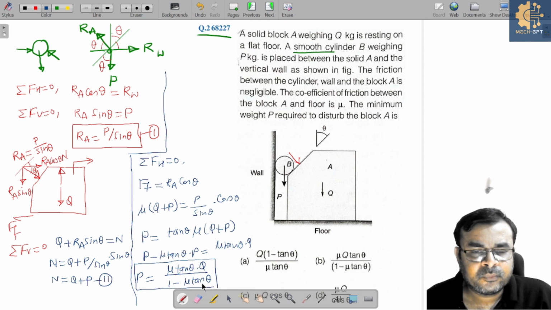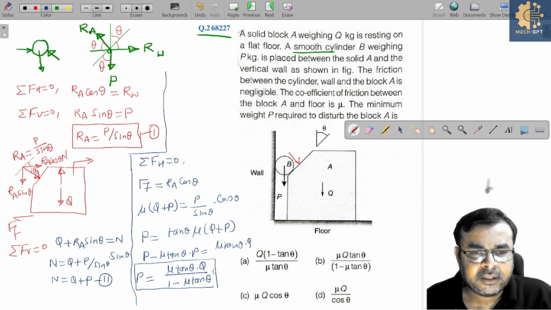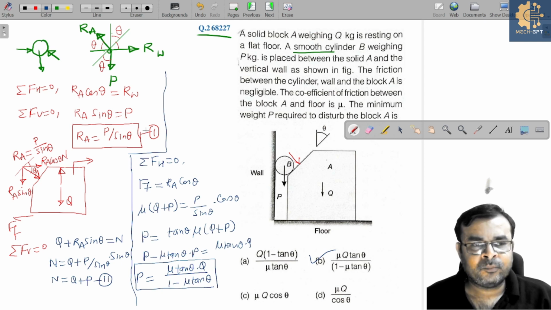Yes or no? So you can say which option is right. Mu tan theta q over 1 minus mu tan theta. Yes, option B is the right choice. So like this you can solve this problem. So this is a very simple question.